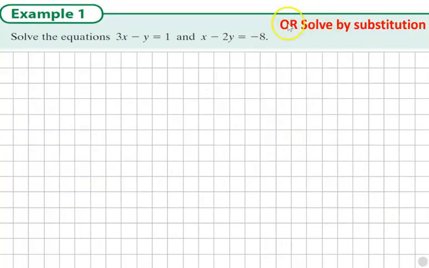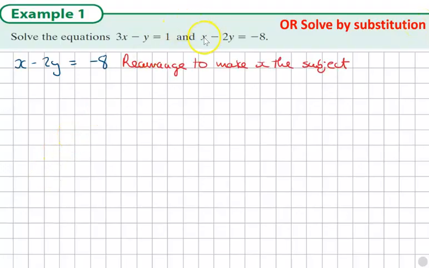I'm going to solve that again, but this time I'm going to use substitution. I'm going to take the second equation, x minus 2y equals minus 8, and get the x on its own. Or I could have taken the first line and got the y on its own, because the y is already almost on its own. It's technically on its own, but it's a minus y, so we would have had to change the signs. But the x is almost on its own. We just have to get rid of the minus 2y and bring it over the equal sign for the second equation. So it's easier and a little bit quicker to choose the second line.